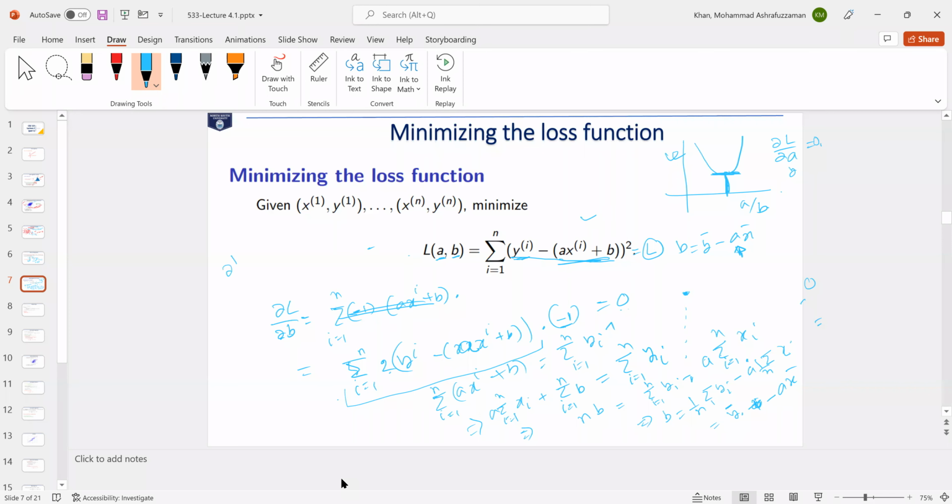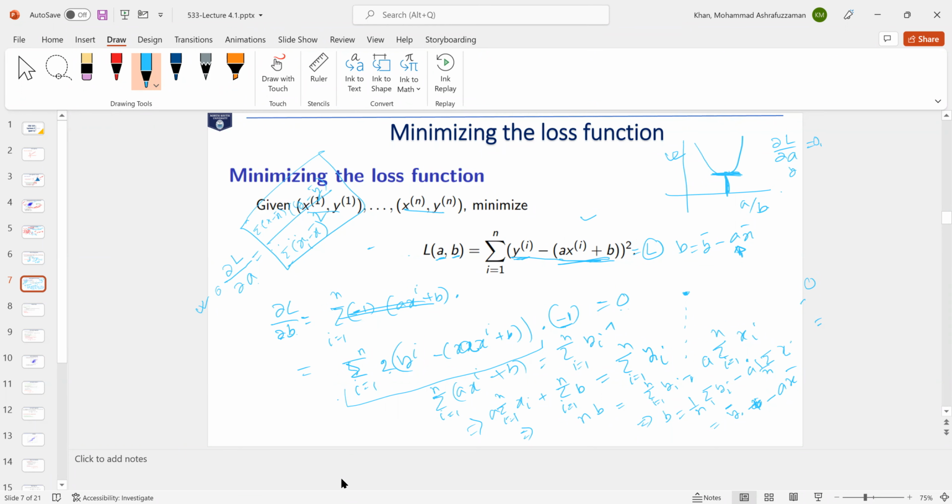If you find the derivative of the loss value with respect to a, it will not be related to b. It will only depend on something like the sum of x minus x bar times y minus y bar, divided by the sum of x minus x bar squared. So it will not depend on b. It will only depend on x and y. Our data set consists of only x and y, so we will be able to readily calculate this value. And this will be the optimum value of a, for which we'll get the minimum loss.